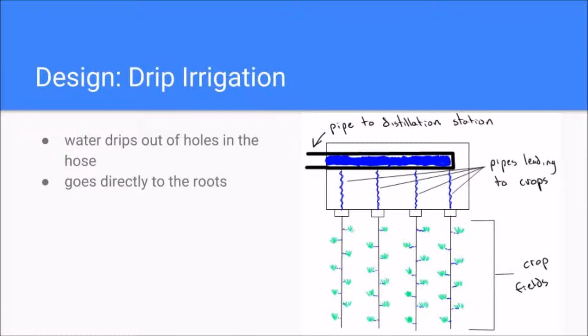The second part of our design is a drip irrigation system. This system uses a series of hoses with holes in them. The water travels from the distillation unit to the reservoir and then through the hoses towards the crops. Then the water drips directly onto the root area of the plants.